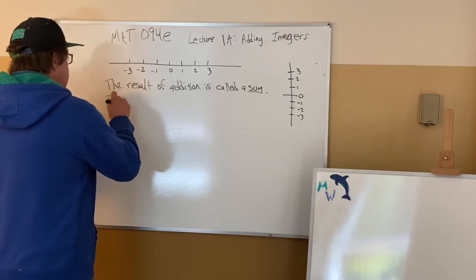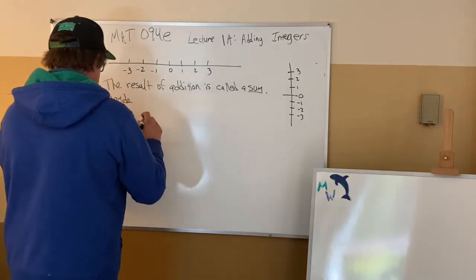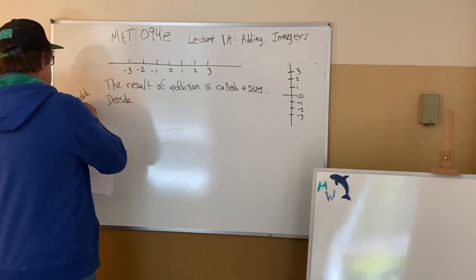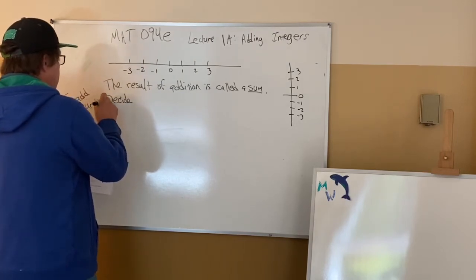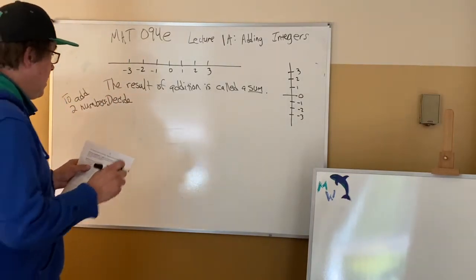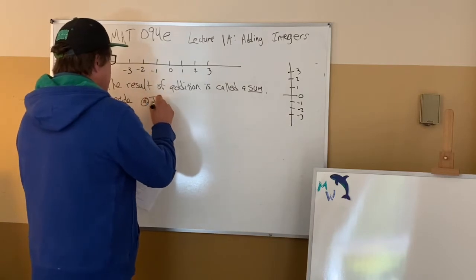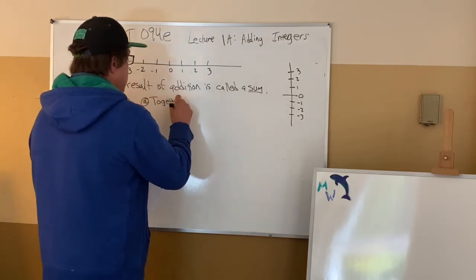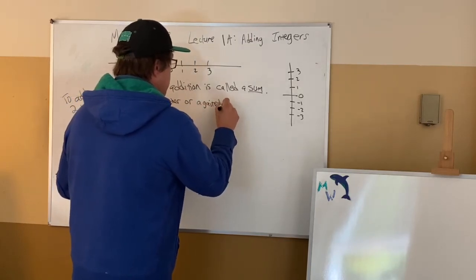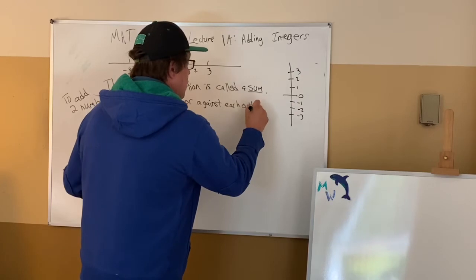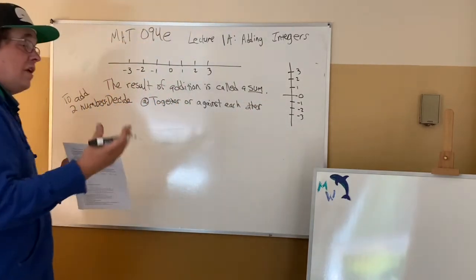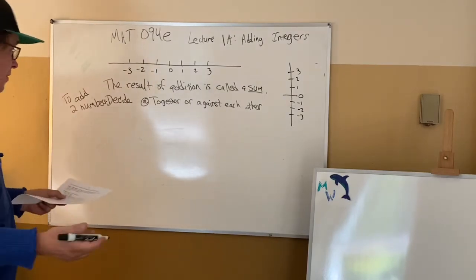So when we're going to deal with 2 numbers, we've got to decide to add 2 numbers. We have a couple decisions that we have to make every single time these decisions are going on. A, are they going to be together or against each other? Okay, are they going in the same or different directions? Are they going together with each other or against each other? Are they working together or are they fighting each other?